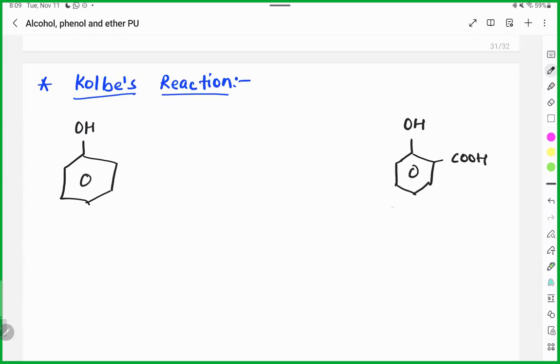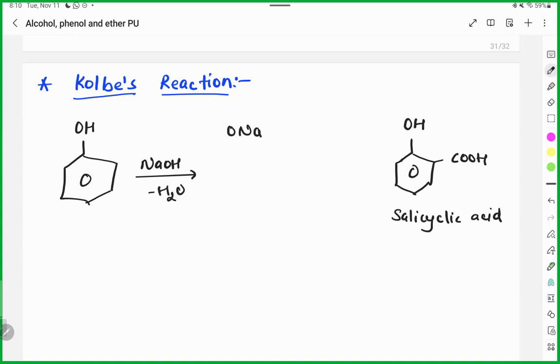What is the name of this compound? Salicylic acid. So a question can be asked directly: salicylic acid from phenol is formed by using which chemical? Like this. What will happen in phenol if you take NaOH? Water will be removed, and sodium phenate will form.